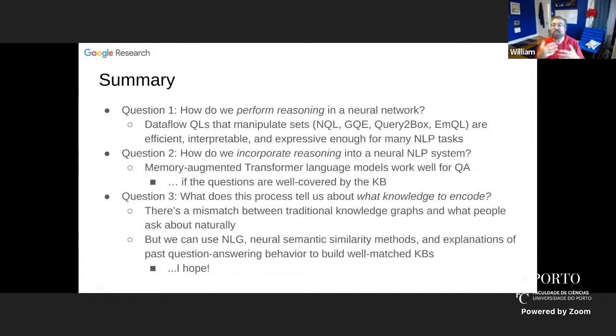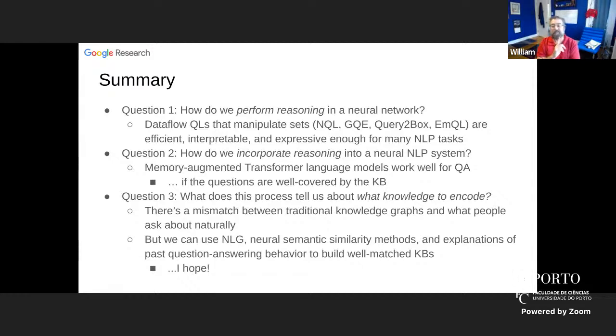The other one is, how do we incorporate reasoning into NLP systems? I think the most convenient approach right now is to incorporate them into transformer language models, which are the basis of, as I said, almost all modern work in NLP. And they seem to work for this, right? These models show really good performance on question answering, as long as the questions are appropriate, as long as they're covered by the knowledge base.